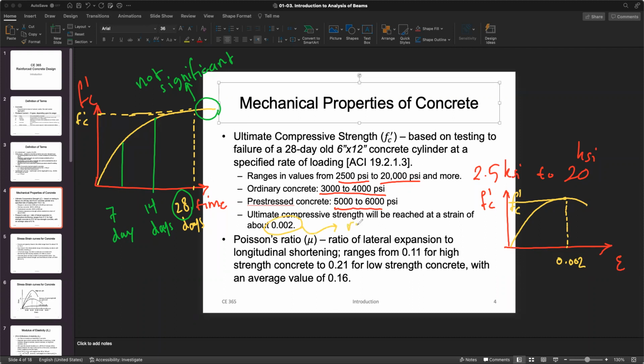This is where you read F prime C usually. If you want to talk about the strain counterpart of F prime C, the strain would be 2000.